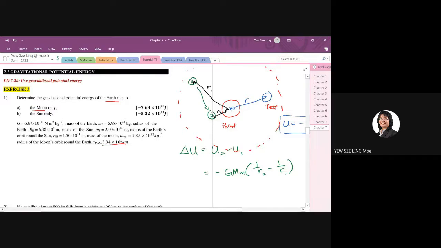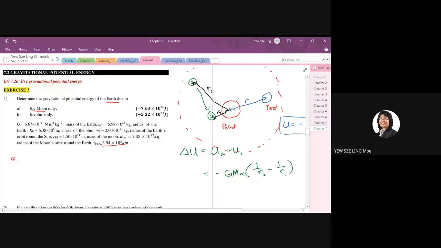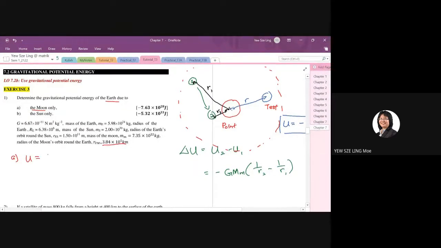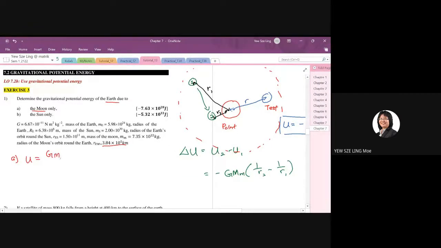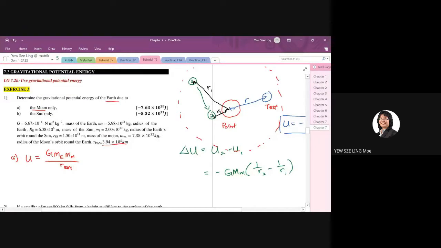Now you want to place these two objects inside the system. So what is the energy needed to be done? Simply calculate it by using U equals negative G, and since we have two objects, the Earth and the Moon, G M_E M_M over R_EM. All right, so you plug in the value. Oh, I should have a negative here.